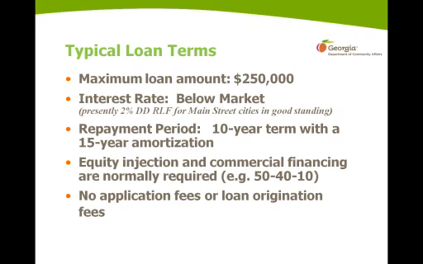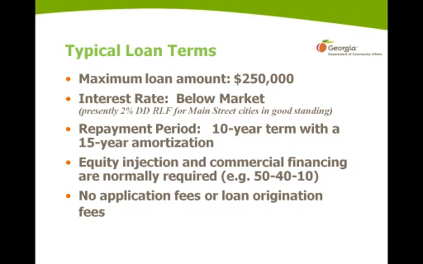So what are the loan terms? The Downtown Development Revolving Loan Fund can provide a maximum loan amount of $250,000. The great thing about the Downtown Development Revolving Loan Fund is that the funds are at a below market interest rate. Currently for Main Street cities, the interest rate is 2%. For all other cities, it is 3%. The repayment period is a 10-year term with a 15-year amortization.